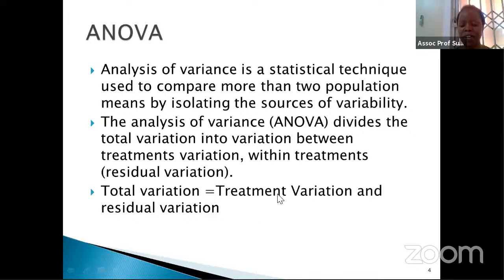So the treatment variation is the variation that is explained by the treatment once you conduct an analysis of variance. And residual is what remains. That is the variation due to other factors not included in treatments. Okay? So the amount of variation that remains out of the total is what we call unexplained, residual, experimental error. All those names mean one thing. Okay?